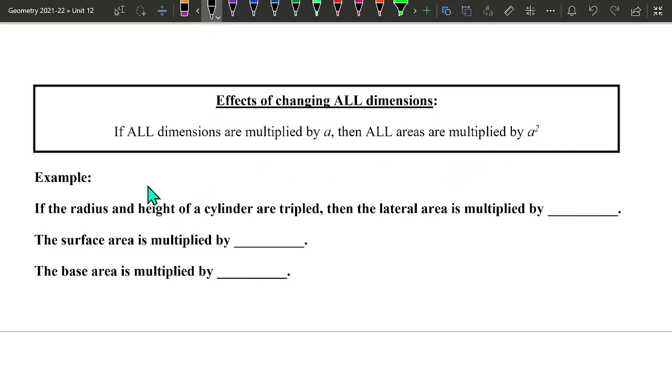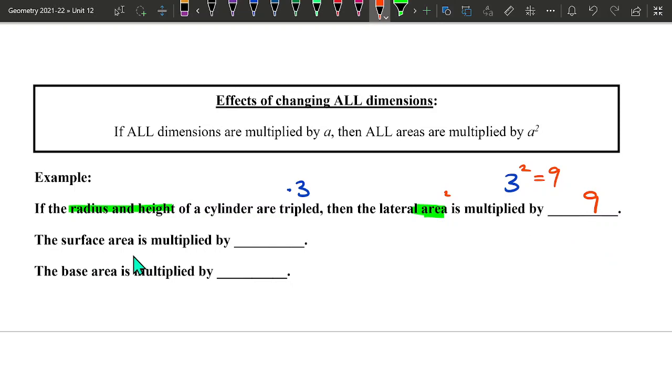The units are squared. So if the radius and the height, so it's very important that if both of them of a cylinder are tripled, so times 3, then the lateral area, now we're talking about area, is going to be multiplied by what? Well, if we took 3, and since area is squared, and we square it, that would be 9. So then we would be multiplying the area by 9.